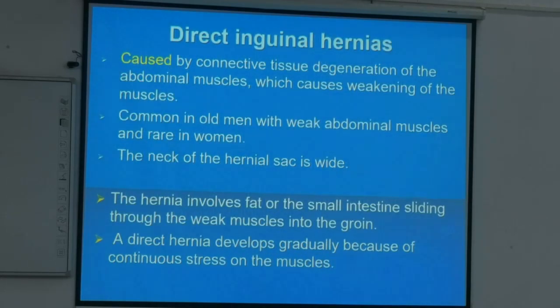Next, direct inguinal hernia is caused by connective tissue degeneration of the abdominal muscles. It causes weakening of the muscles, common in old men with weak abdominal muscles and rare in women. The neck of the hernial sac is wide, and the hernia involves fat or the small intestine sliding through the weak muscles in the groin. A direct hernia develops gradually because of continuous stress on the muscles.